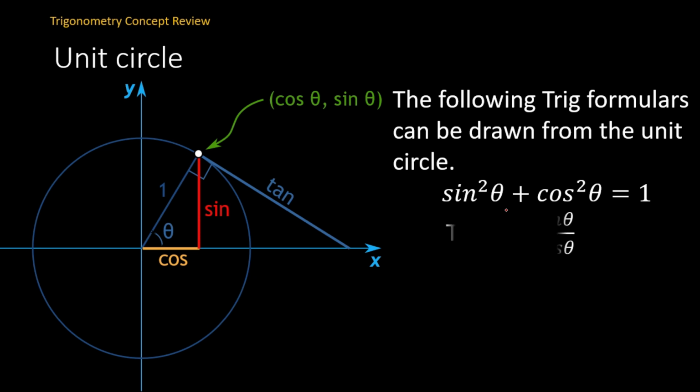We can also note that tan, as we look, is opposite over adjacent. Opposite over adjacent means sin theta over cos theta. Sin theta over cos theta, that is tan. You can use the same diagram to elaborate on a lot of these identities.